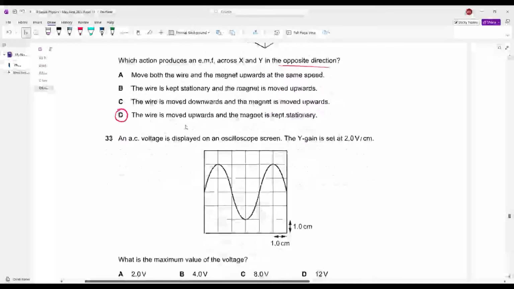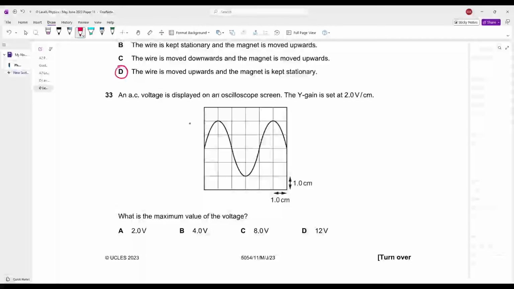Simple. अच्छा जी, an AC voltage is displayed on an oscilloscope screen. The Y gain is this. What is the maximum value of the voltage? First of all, can you make the mean position? Mean position बना सकते हो, equilibrium position बना सकते हो बेटा. Equilibrium position या mean position क्या होती है? A position or a line that cuts the wave into two equal halves.